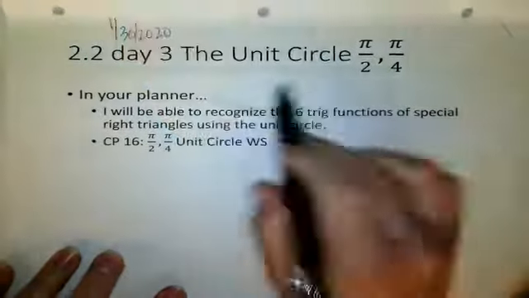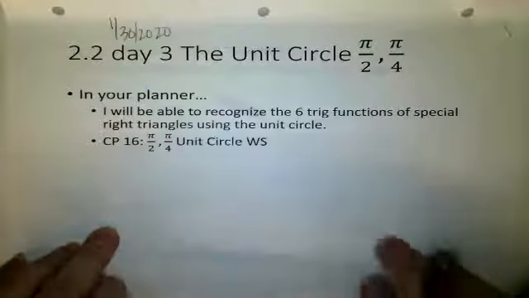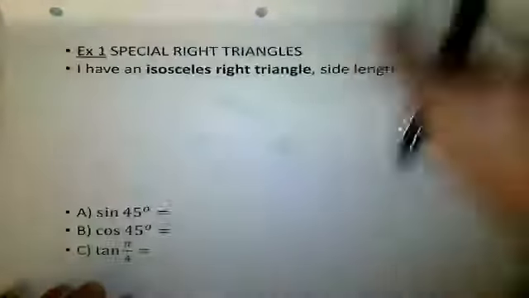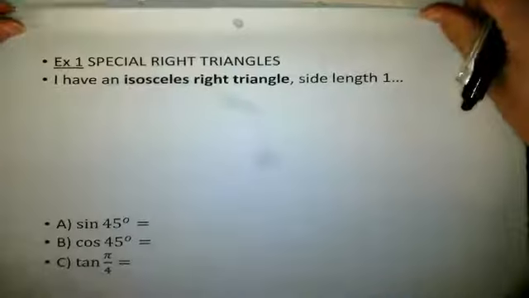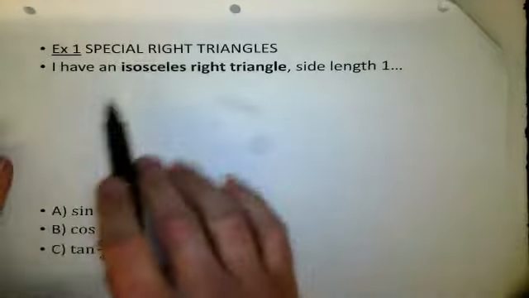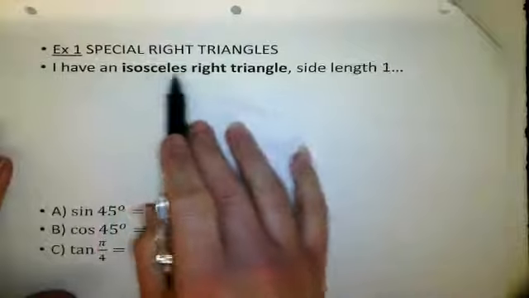All right, so today we're talking about the unit circle, pi over 2 and pi over 4. So, example 1. The unit circle comes from special right triangles. And you guys learned special right triangles back in geometry, and you mentioned them yesterday, though I think inadvertently. So what we have here is we're going to start with an isosceles right triangle.